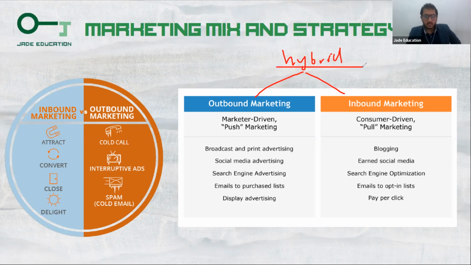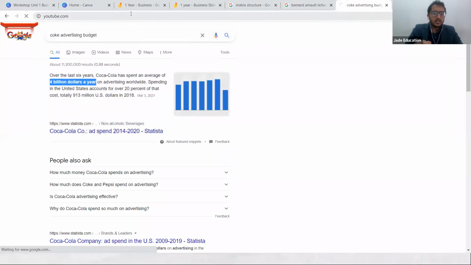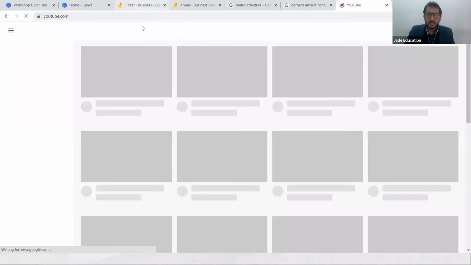Let's discuss first, what is inbound and what is outbound? When it comes to inbound marketing strategies, it's kind of a pull factor. You're pulling something in, you're consumer driven. Easy example: you guys are going on to YouTube because you need help with price elasticity of demand. You need help because you don't know. So you're going on YouTube in hope that someone's done a video there for you to take a look.